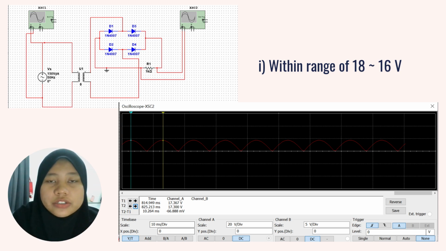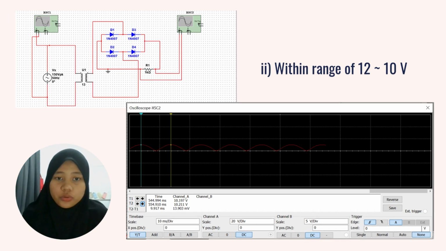which is within the necessary range of 18 volts to 16 volts. The full wave rectifier circuit that was constructed effectively transformed an AC input into a DC output voltage. By choosing a step-down transformer with a ratio of 8, the primary voltage at the secondary is lowered. Two diodes conduct in each half cycle following rectification through the bridge, producing a total forward drop of roughly 1.4 volts.